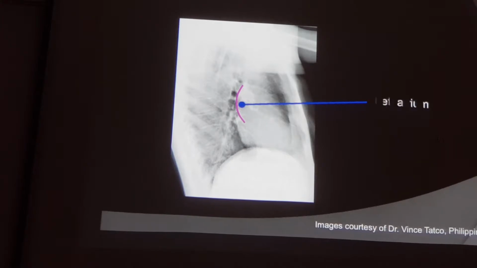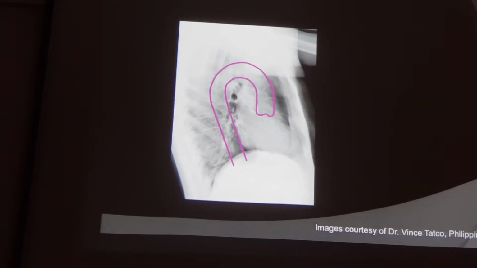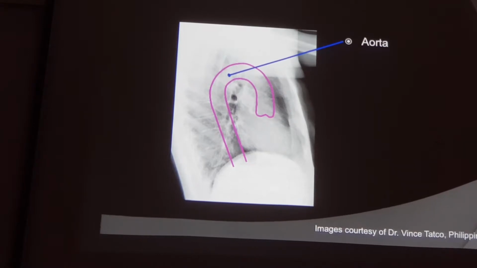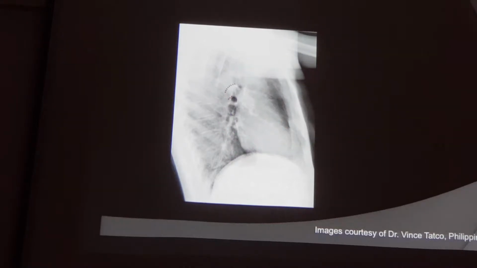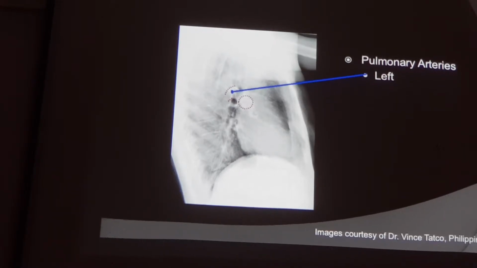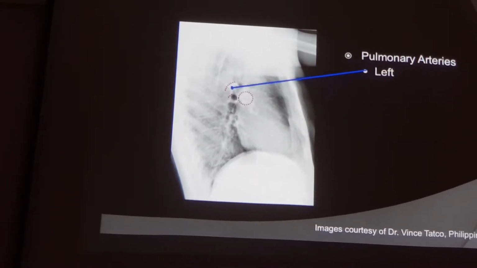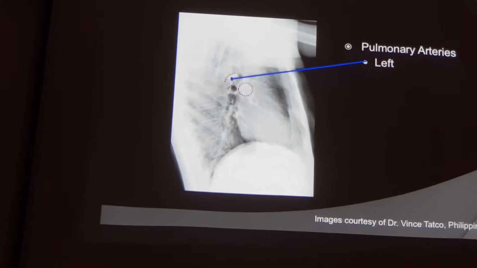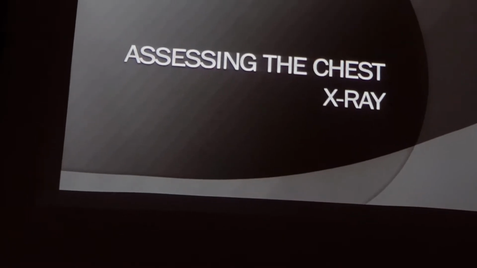Okay, borders again, just for reinforcement: you have your left atrium, you have your left ventricle. Anterior border, that's the right ventricle, and then there you have your aorta. Your pulmonary arteries, left and right. Again, when you look at your pulmonary arteries, the point of confusion, especially in pediatric patients, is that they can be mistaken for pulmonary hilar lymphadenopathies. So in this particular case, it takes some practice.